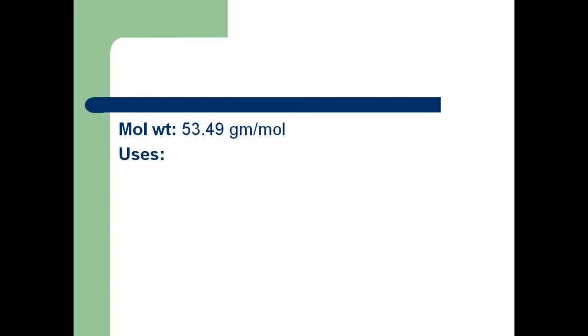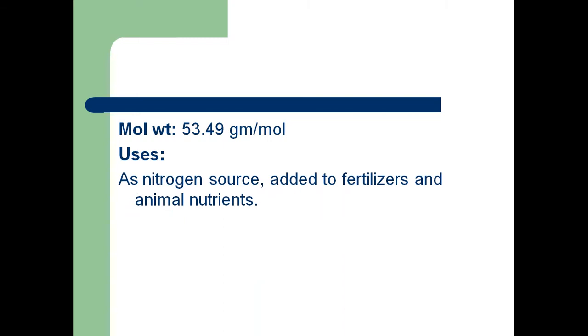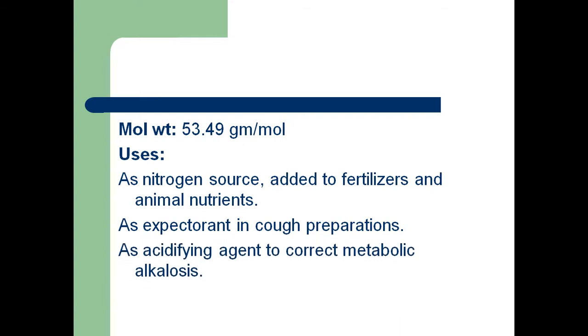Now, what are the uses of ammonium chloride? As it contains nitrogen, it is added to fertilizers and animal nutrients. Now let us see its pharmacological uses. It is used as an expectorant in cough preparations, that is, to expel cough. Also it is used as an acidifying agent to correct metabolic alkalosis. Metabolic alkalosis means the pH of the blood gets increased beyond 7.4. This may lead to metabolic disorders, hence to correct this an acidifying agent must be used. So ammonium chloride acts as an acidifying agent.